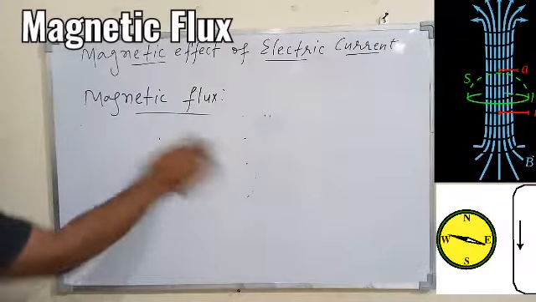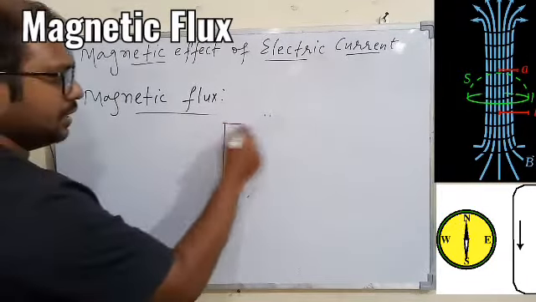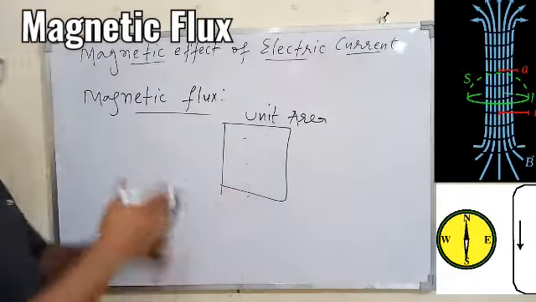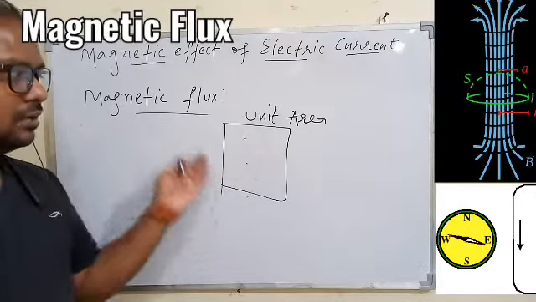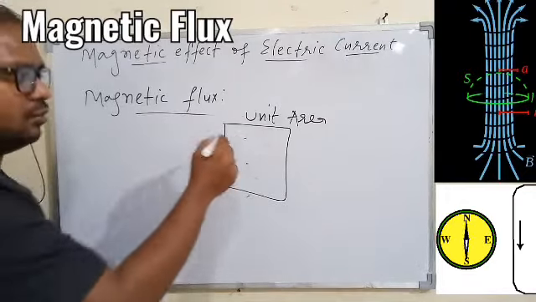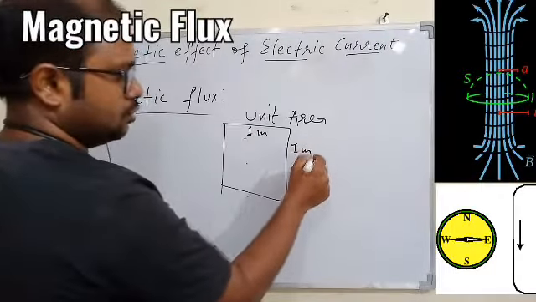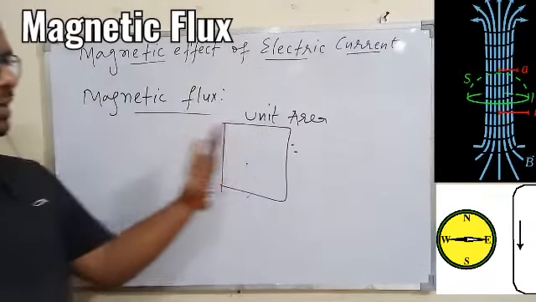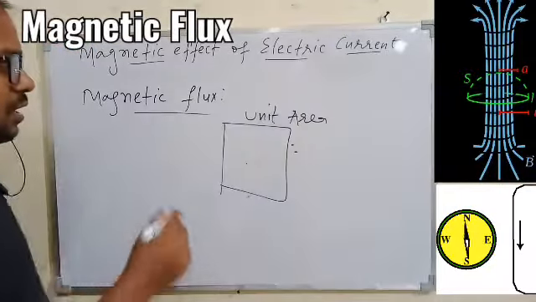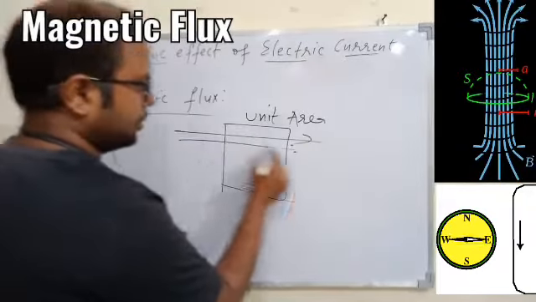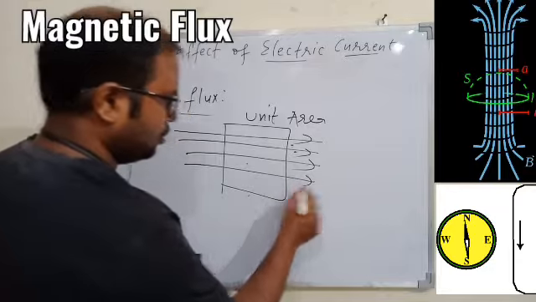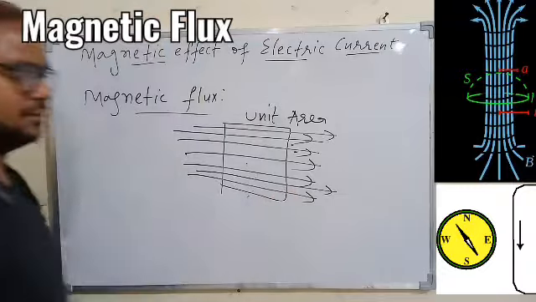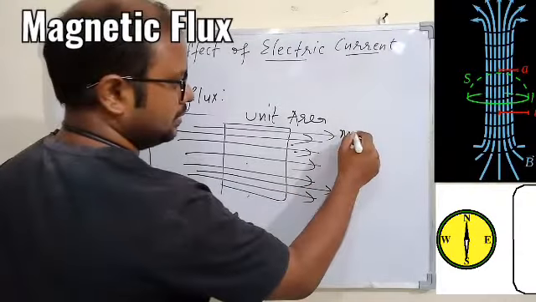Now, consider a unit area. We have an area in space in the form of a square with side 1 meter each, so the area of this square is 1 meter squared. Just imagine in space we have this 1 meter square, the unit area, and the magnetic field lines are passing through it.